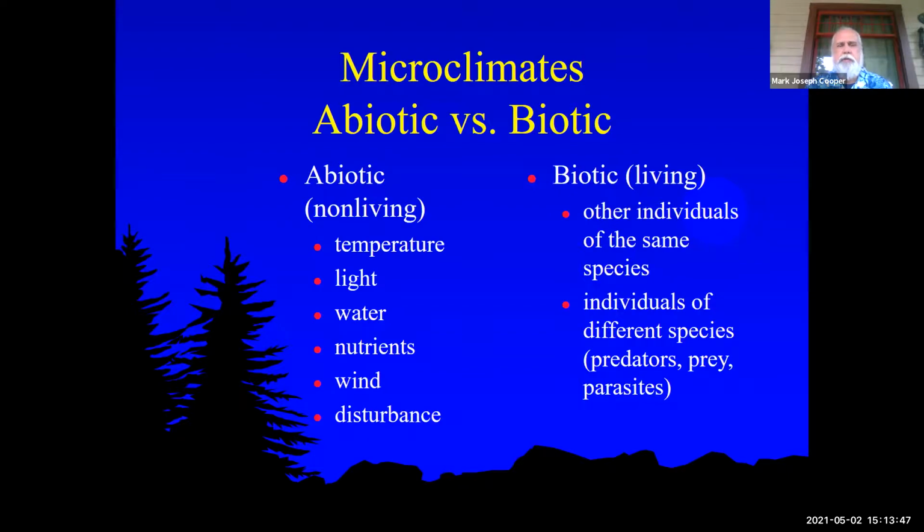All right, so the microclimates, I use that term a couple of times. What I want you to key in on is abiotic versus biotic. So abiotic factors that affect microclimates are temperature, light, water, nutrients, wind, disturbance. And disturbance can be anything like earthquakes or some kind of changes. Biotic, on the other hand, is living things. It's either competition from individuals of your species or competition from other species. It could be predators, prey, parasites, food, all of those things.